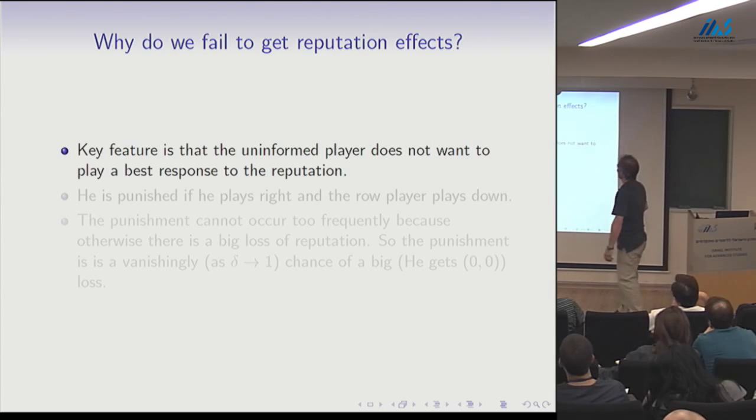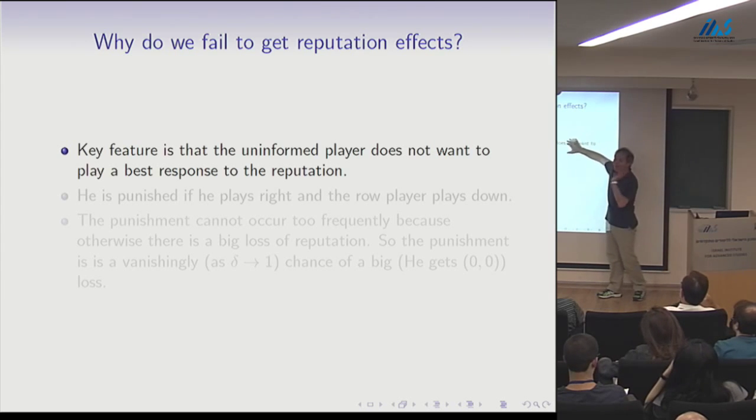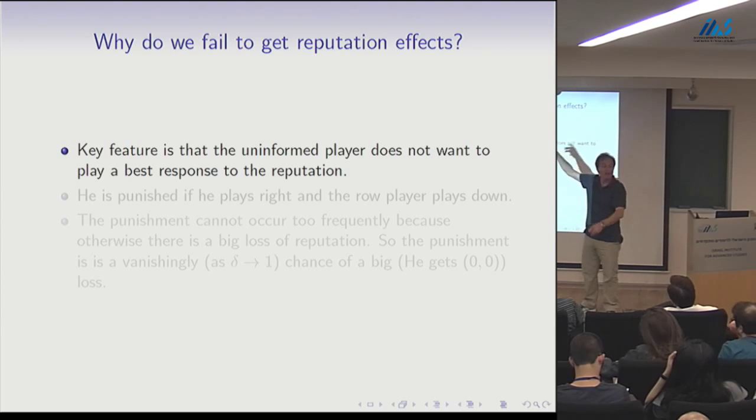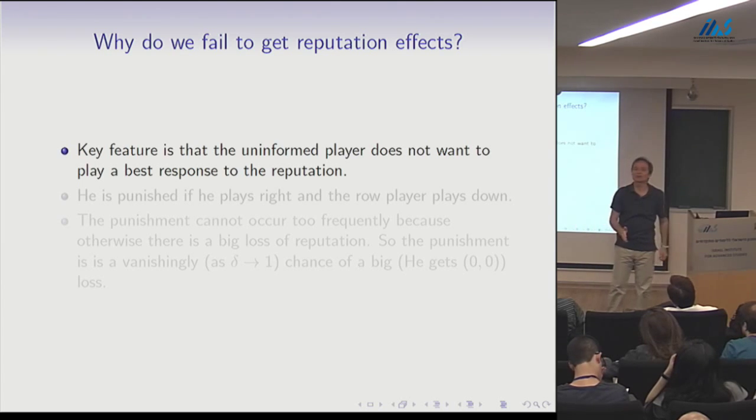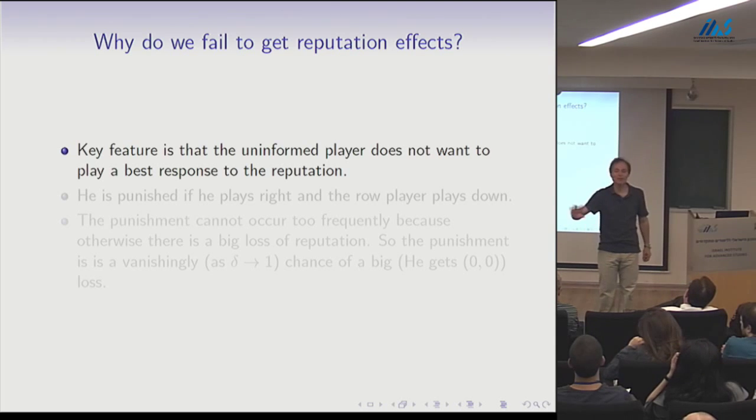So let's see. The key feature here is that we're getting, as you've pointed out, the uninformed player not to play a best response to the commitment action, and that not-a-best-response was being played for many, many periods as the discount factor tended to 1. Think about that and compare that with the bad reputations model.